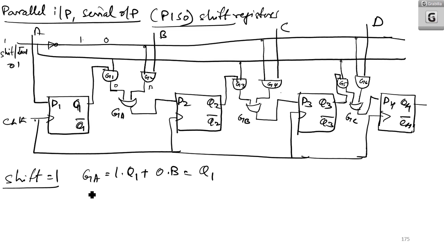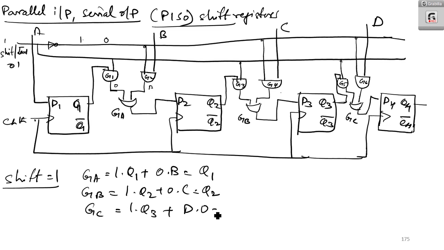And similarly, GB is equal to 1.Q2 or 0.C. So that is equal to Q2. GC, what is GC? GC is 1.Q3 or 0.D. So what will you get? You will get Q3 as output. So in these three, when shift is equal to 1, Q1 is fed as D2, Q2 is fed as D3, and Q3 is fed as D4.